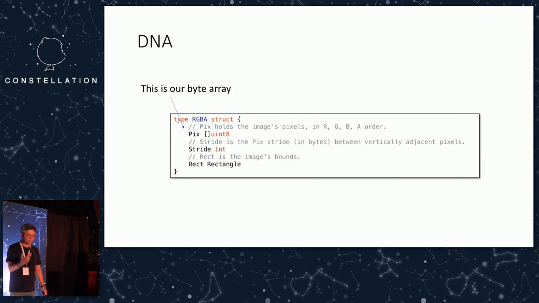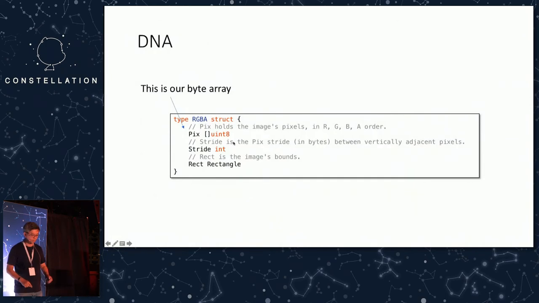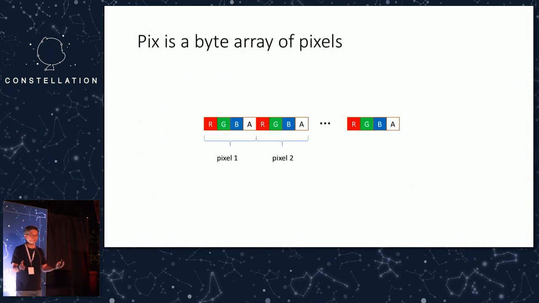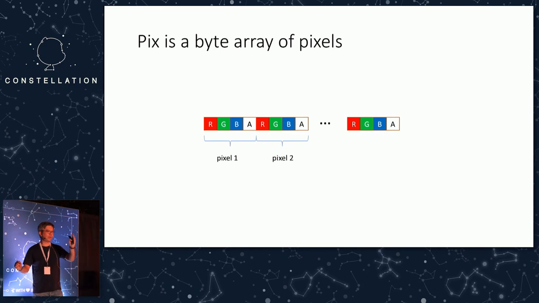So what is our DNA? Where does the byte array come from? The byte array comes here. You look carefully here, this is the byte array of the pics. What is this pics? Pics is a byte array of pixels. Very simply put, it is just laying out all the pixels, R, G, B, A, in a row. Just one long array: R, G, B, A, R, G, B, A, R, G, B, until 26,800.